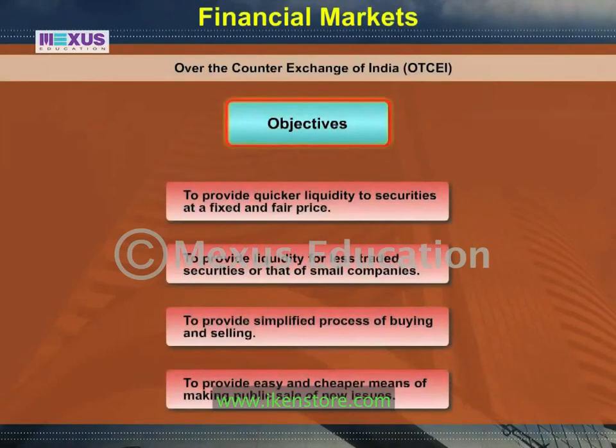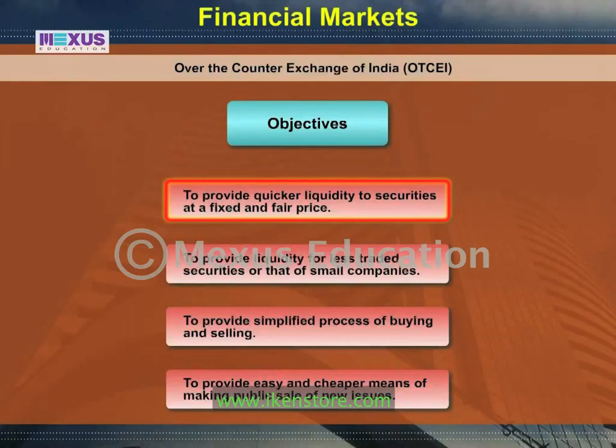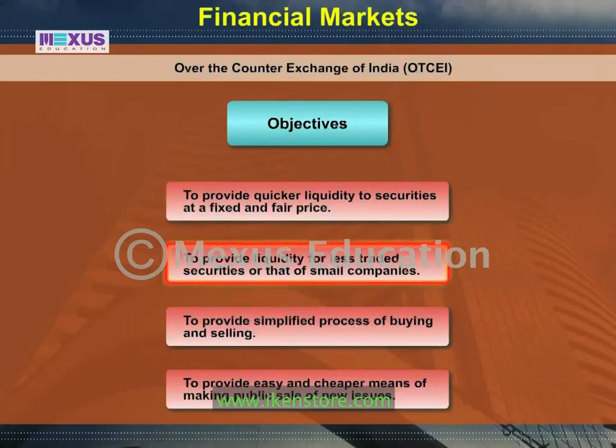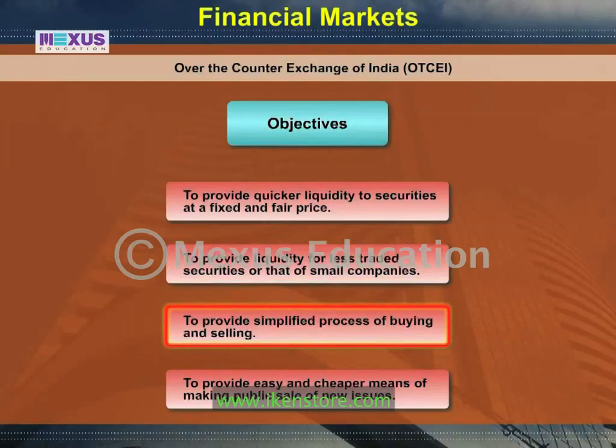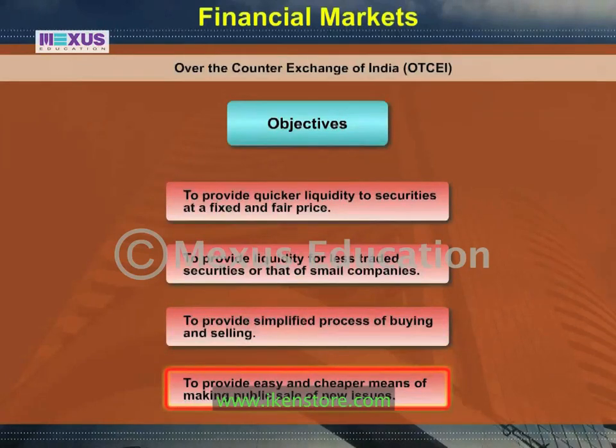The OTCEI aimed to provide quicker liquidity to securities at a fixed and fair price, liquidity for less traded securities or that of small companies, a simplified process of buying and selling, and easy and cheaper means of making public sale of new issues.